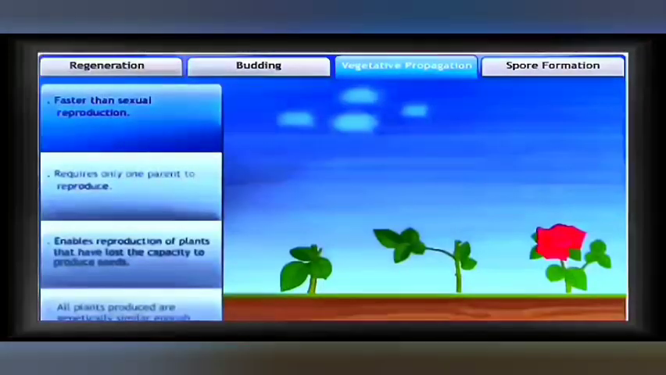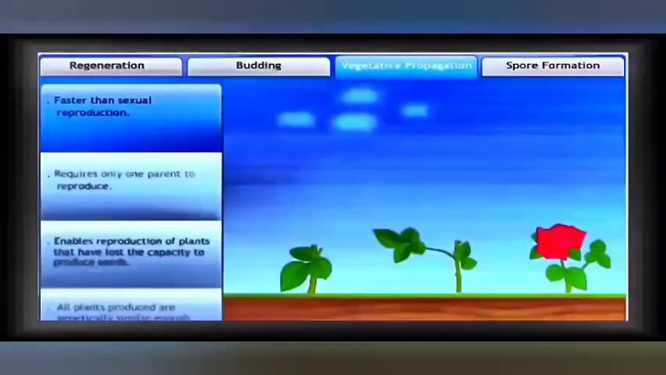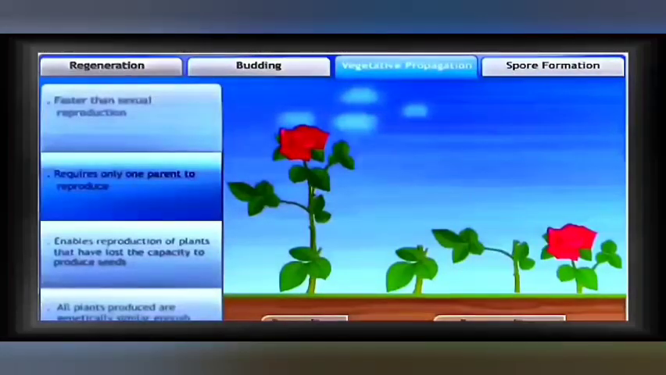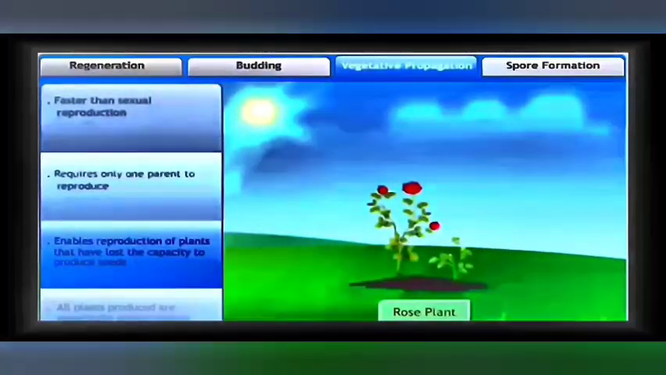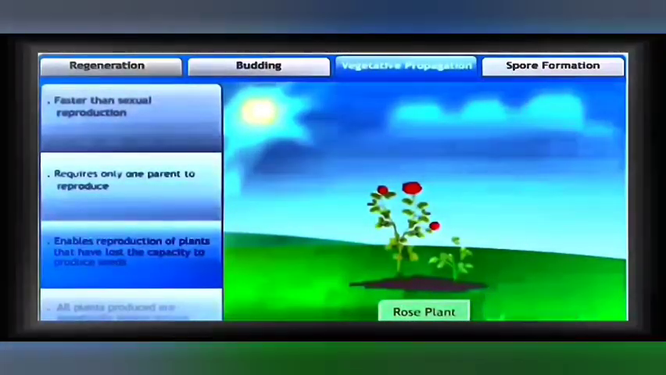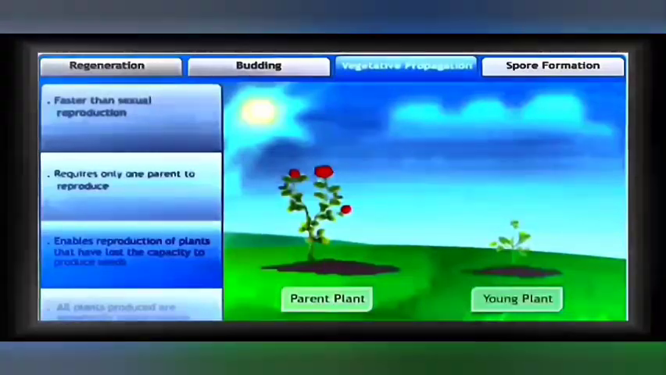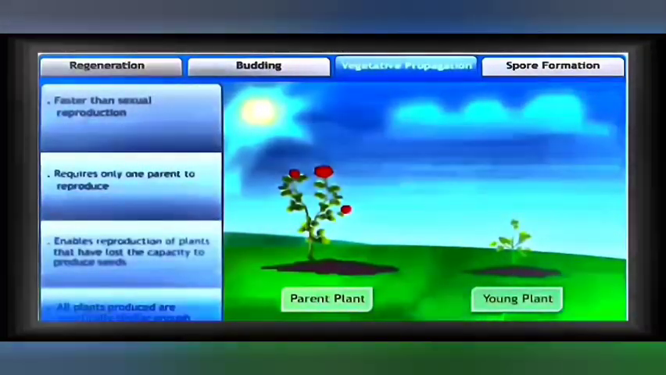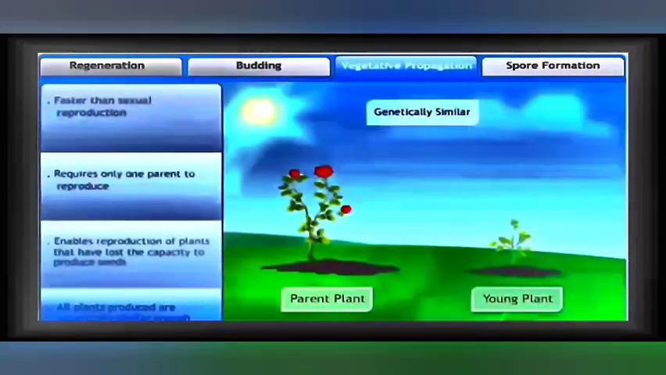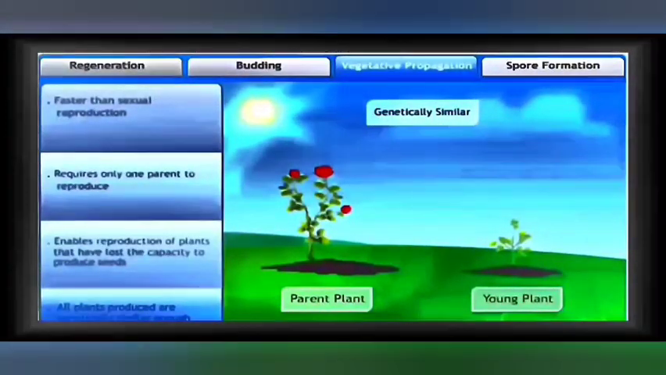Vegetative propagation has many advantages. What are they? Let's recapitulate again. It is a very fast method, much faster than sexual reproduction, and it requires only one plant. There are many plants which have lost the ability to produce seeds, so these plants can propagate through vegetative propagation. Also, if we have a very good variety of any plant, we can make its clones, which will be genetically similar to the parent plant. So by vegetative propagation, we can make clones of very good ornamental plants, and these clones will be genetically similar to the parent plant.